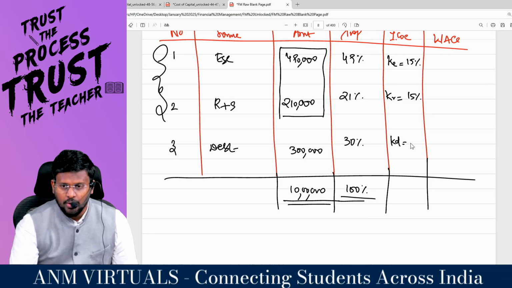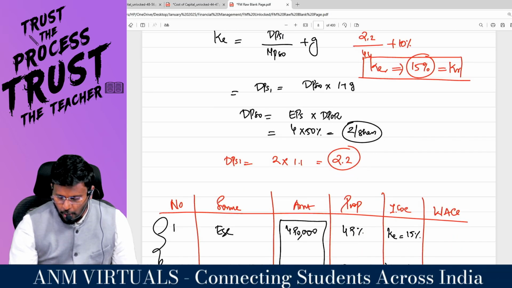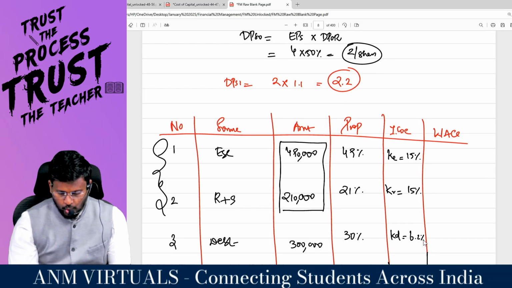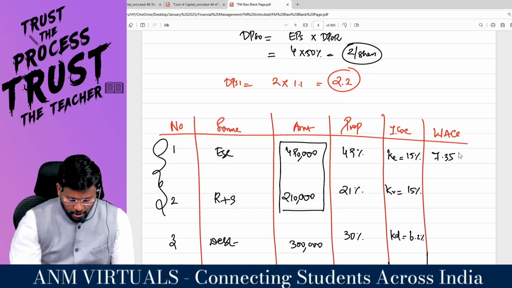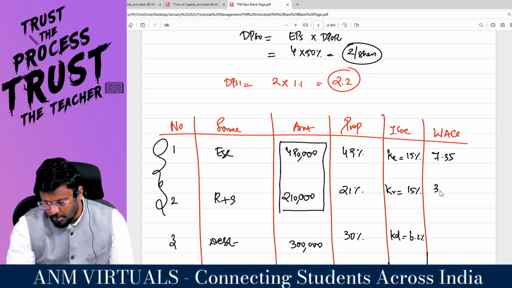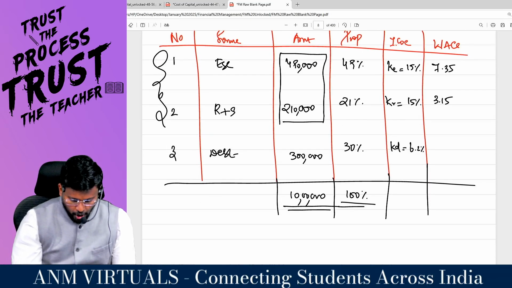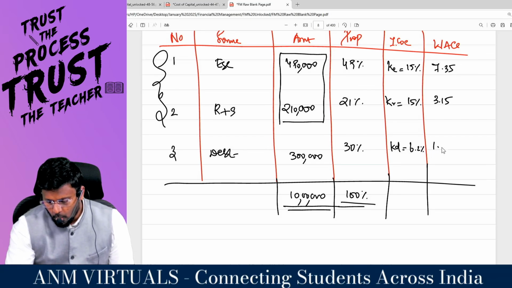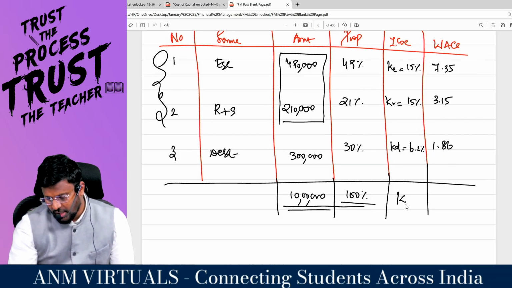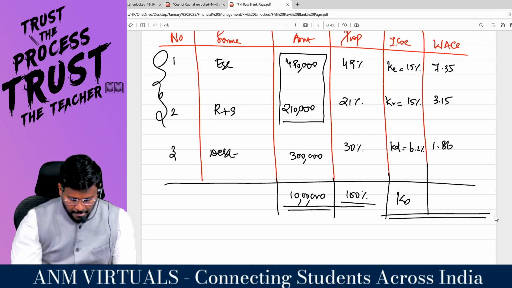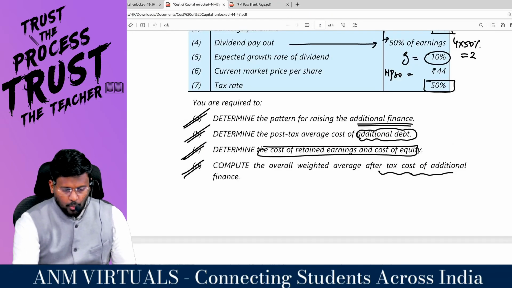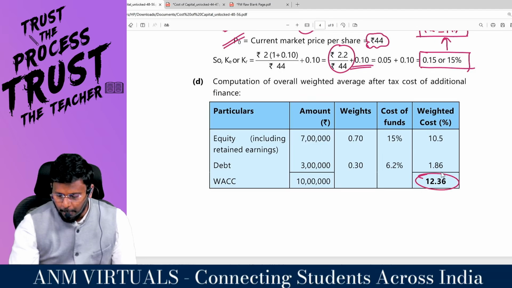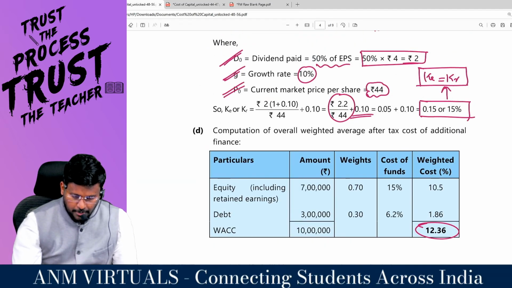KD, just now you found out KD as 6.2 percentage. So 15 into 49 percentage comes to 7.35. 15 into 21 percentage comes to 3.15, and 6.2 into 30 percentage comes to 1.86. So KO, the weighted average cost of capital, is 7.35 plus 3.15 plus 1.86, which comes to 12.36 percentage. That is the overall cost of capital.